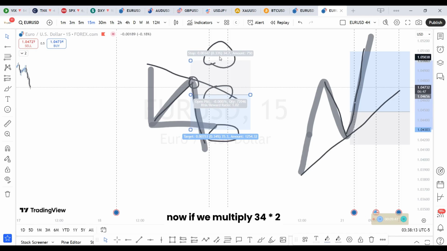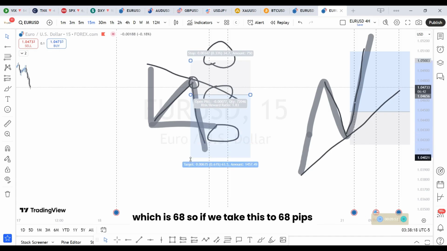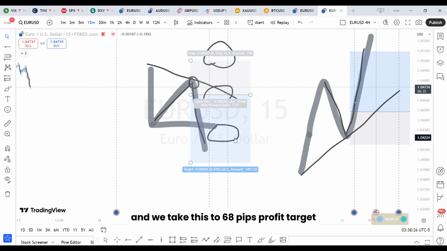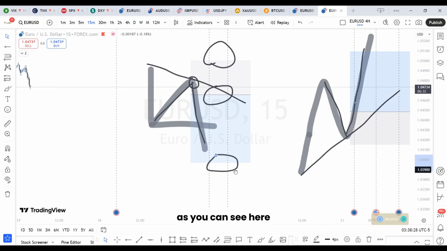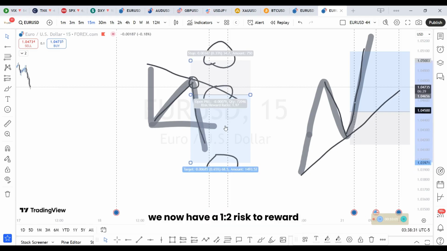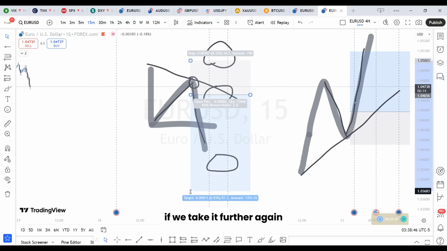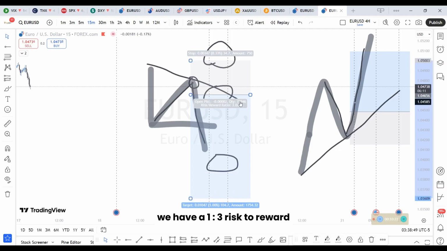Now if we multiply 34 times 2, which is 68, so if we take this to a 68 pips profit target, as you can see here, we now have a 1:2 risk to reward. Okay, this is 69 for it to get 1:2. We now have a 1:2 risk to reward. If we take it further again, we have a 1:3 risk to reward.